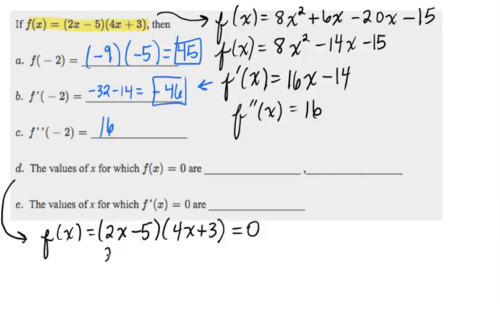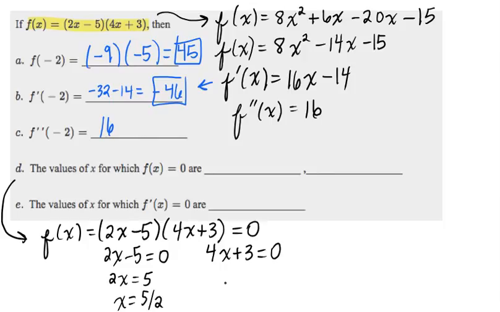We have this. We set each factor equal to 0. So we get 2x equals 5, where x is 5 halves. Over here we'll get x is negative 3/4. Those are the two values of x where f of x equals 0.